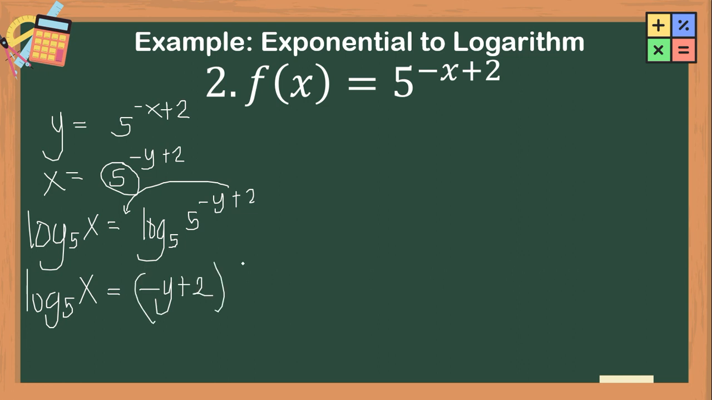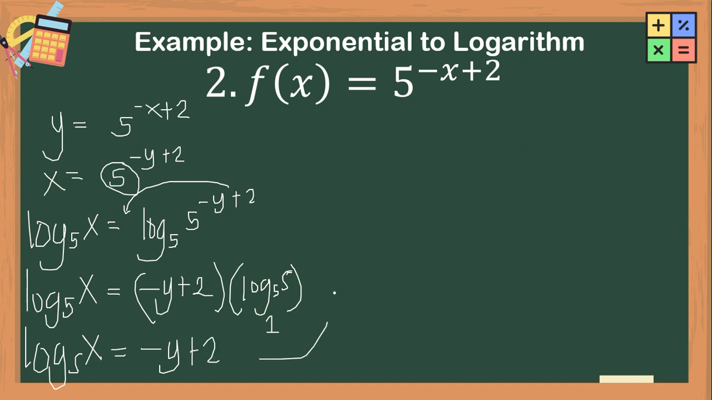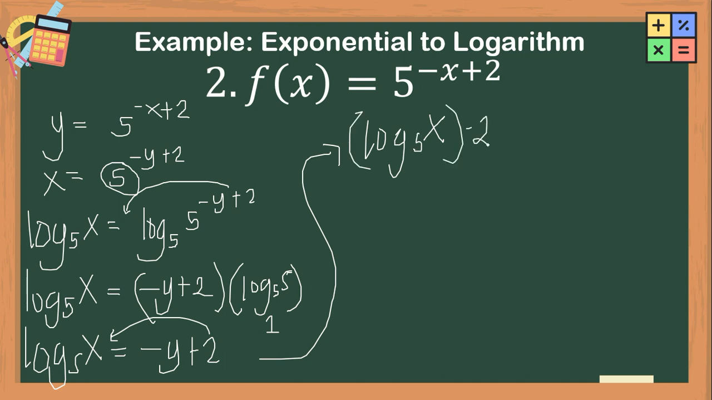So, close natin siya para mas magandang tignan. Log 5 with the base of 5. So, ito magiging 1 na siya. So, magiging log x with the base of 5 is equivalent to negative y plus 2. Next is punta tayo sa kabila. We're going to transpose 2 to the other side. So, magiging log x with the base of 5 minus 2 is equal to negative y.